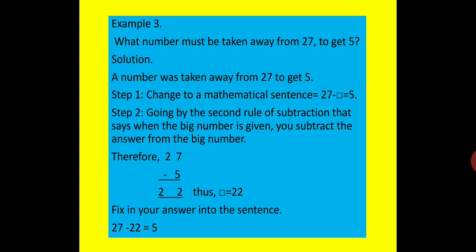So here, the big number is given and it is 27. And your answer is 5. So what are you going to do? Take away 5 from 27. And what would that give you? 22. So let's check if you take away 22 from 27, whether it will give you 5. Did you try it? Did it give you 5? Exactly. You see, it's actually very simple. All you need to do is what? Follow the rules. You can't go wrong.